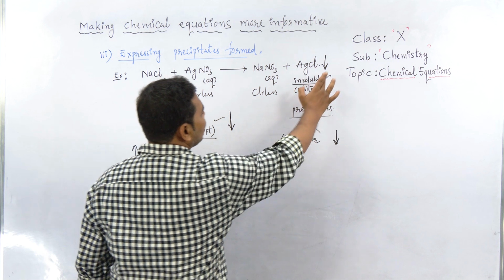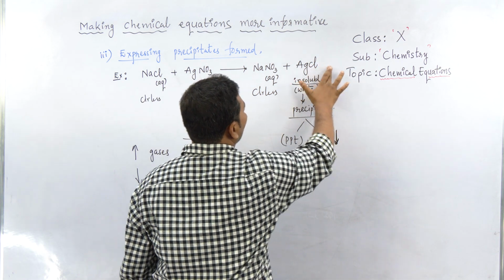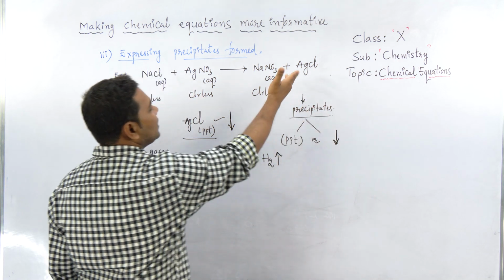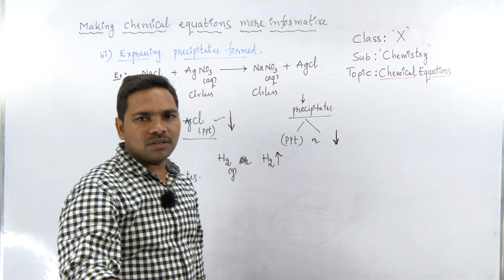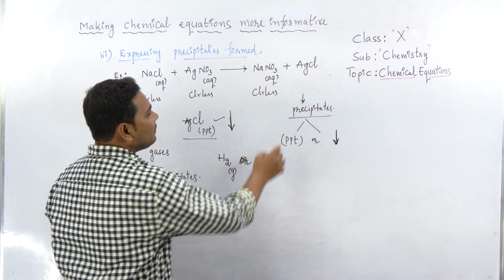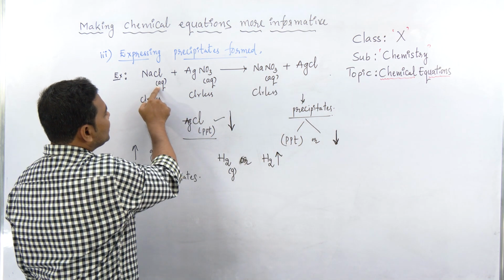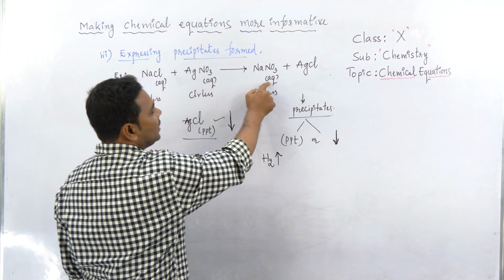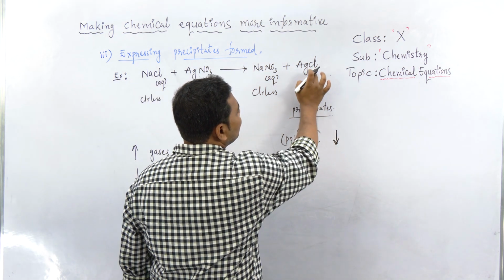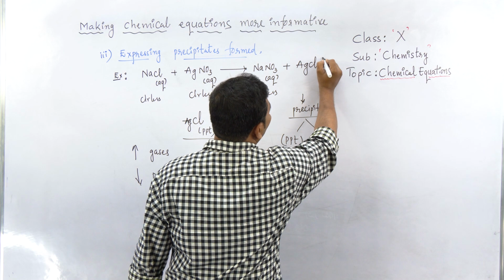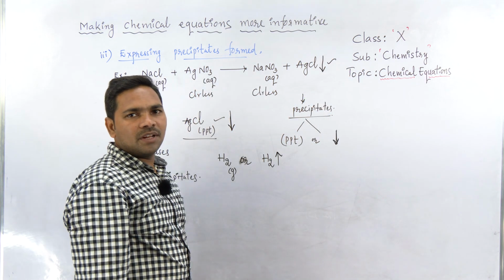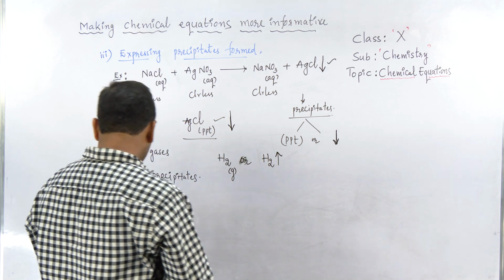If I don't write this arrow mark here, if I don't write that it is an insoluble substance, we cannot understand whether the AgCl is a solution, a liquid, or a solid. If you know aqueous NaCl solution, AgNO3 solution, NaNO3 solution, but without writing anything here, we can't understand the physical state of AgCl. If I write a downward arrow, then we understand the substance formed is a precipitate. This is the third one.